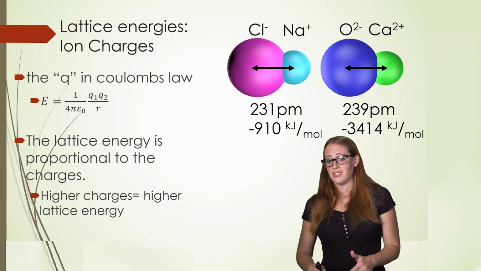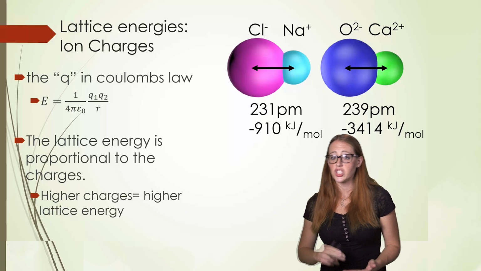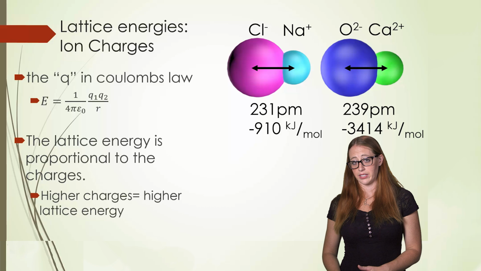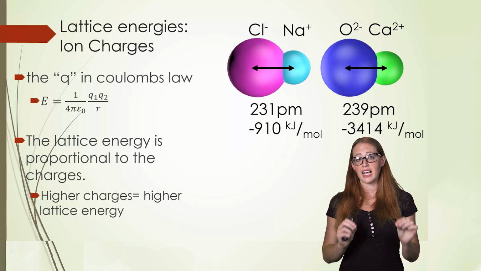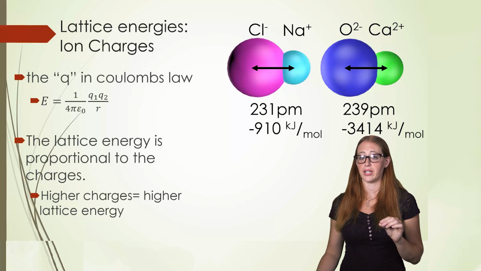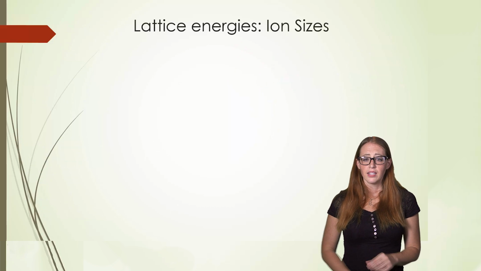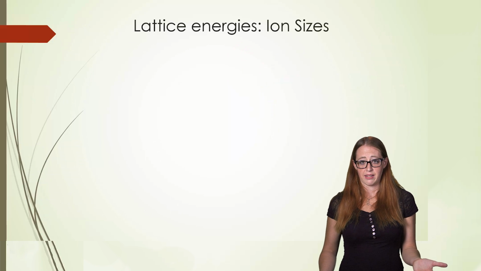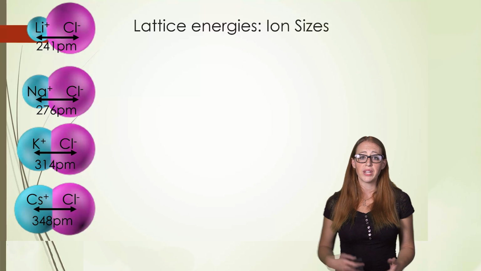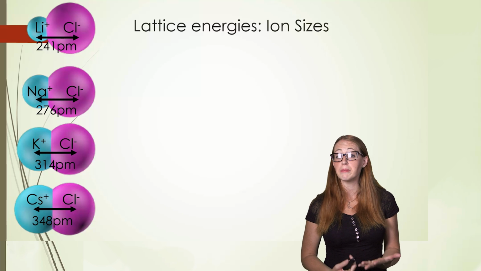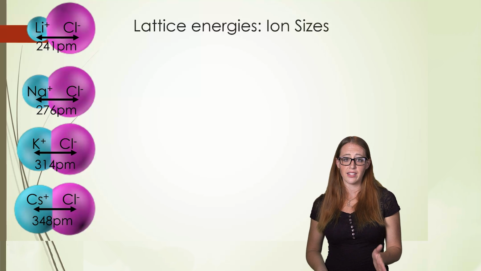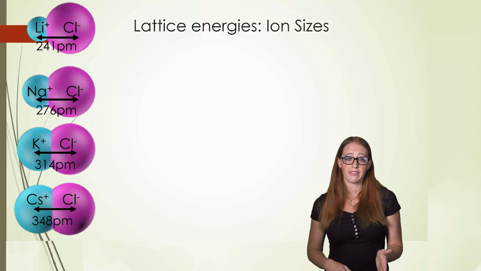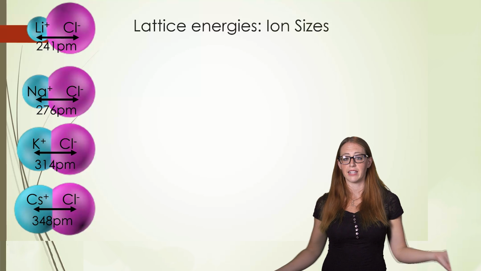Now, not always, but as a general rule, the charge is going to be more important than the ionic radius. So normally you want to look at the charges first, and that's going to tell you which one's going to be largest before you have to look at the radii. Now, what if all of the charges are the same? So for example, what if we had lithium chloride, sodium chloride, potassium chloride, and cesium chloride? All of the positive ions are +1, and all of the negative ions are -1, and are in fact the same species.